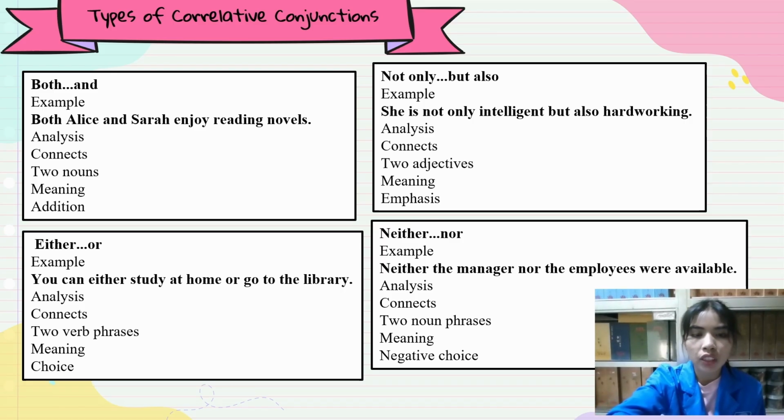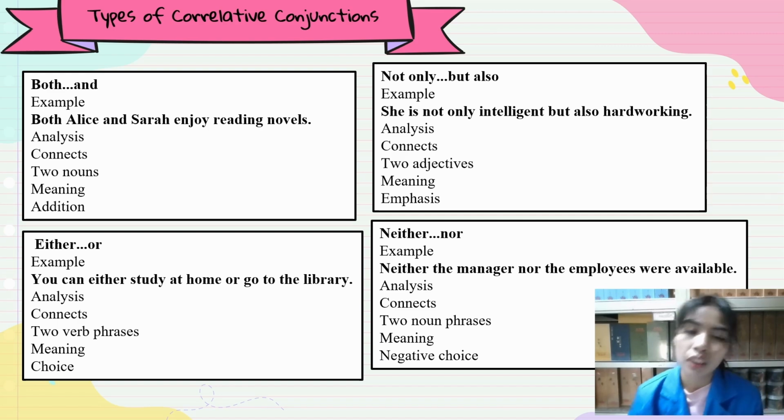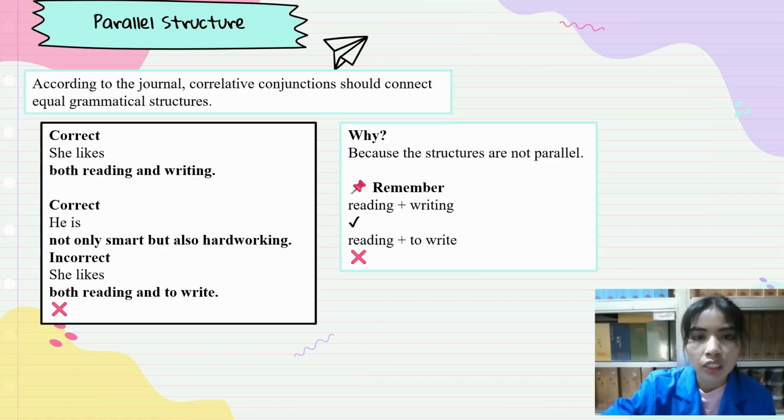Each type has a different function: both/and adds ideas, and either/or gives a choice. Neither/nor expresses a negative choice, and not only/but also gives us emphasis. I have many examples, but I don't need to read a lot, so let's go to the next slide.